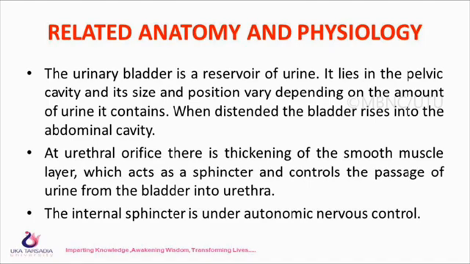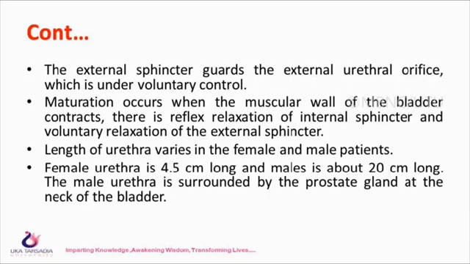The internal sphincter is under autonomic nervous control. The external sphincter guards the external urethral orifice, which is under voluntary control. Micturition occurs when the muscular wall of the bladder contracts. There is reflex relaxation of the internal sphincter and voluntary relaxation of the external sphincter.